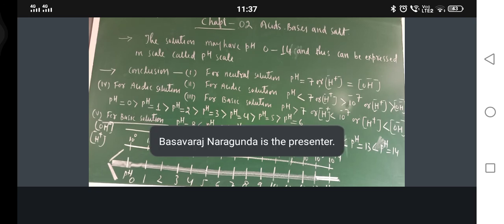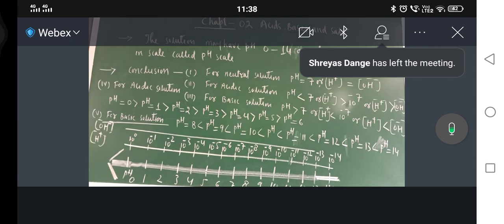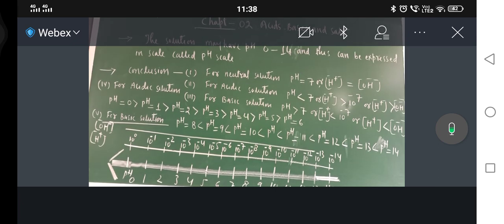For an acidic solution, what should be there? pH should be less than 7. The same thing can be expressed in another form also. H positive molar concentration would be greater than 10 raised to the power minus 7, or H positive ion concentration is greater than OH negative. Okay, in all the three forms I can write, and I wrote there. So if pH is less than 7, it means the solution is acidic, and at that time H positive ion concentration would be greater than 10 raised to the power minus 7, or H positive concentration is greater than OH negative.